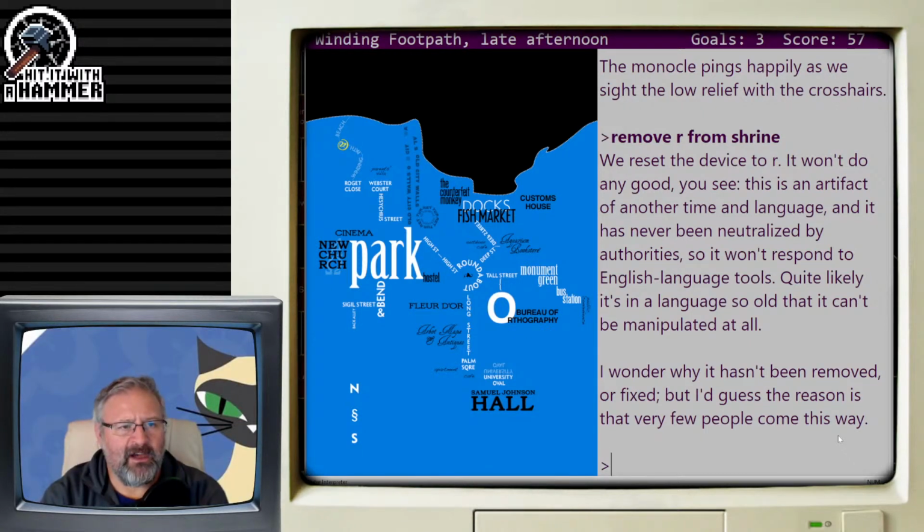I tried to remove the R from shrine to make shine. It won't do any good. You see, this is an artifact of another time and language, and it has never been neutralized by authority, so it won't respond to English language tools. Quite likely it's in a language so old that it can't be manipulated at all. I wonder why it hasn't been removed or fixed, but I guess the reason is that very few people come this way.